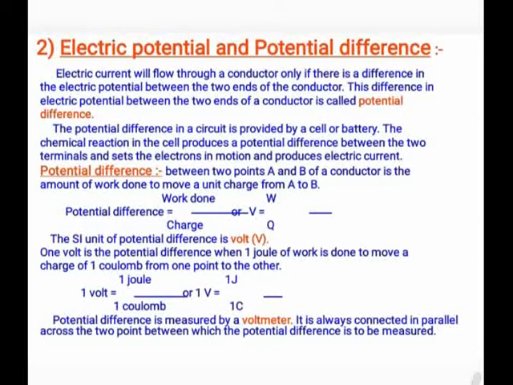Potential difference is measured by a voltmeter. A voltmeter is always connected in parallel across the two points between which the potential difference is to be measured.